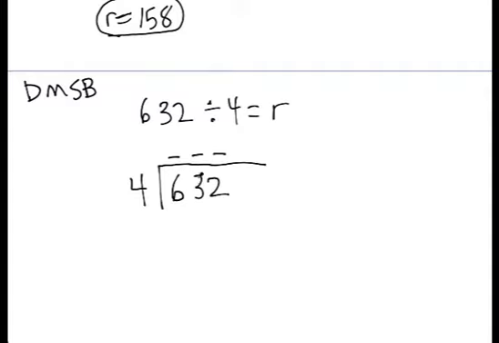I'm not even paying attention to the tens place or the ones place, only the 6 right now. So I'll just circle that. How many times can 4 go into 6? This is the division stage. You should say 1 time. 4 can go into 6 only 1 time.